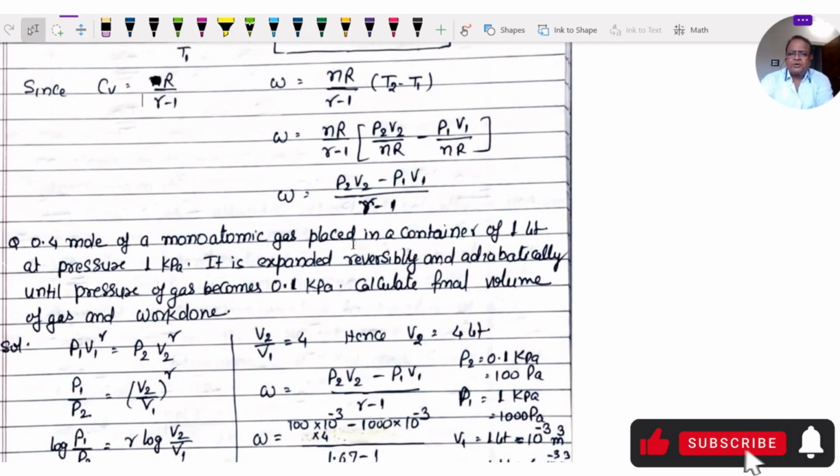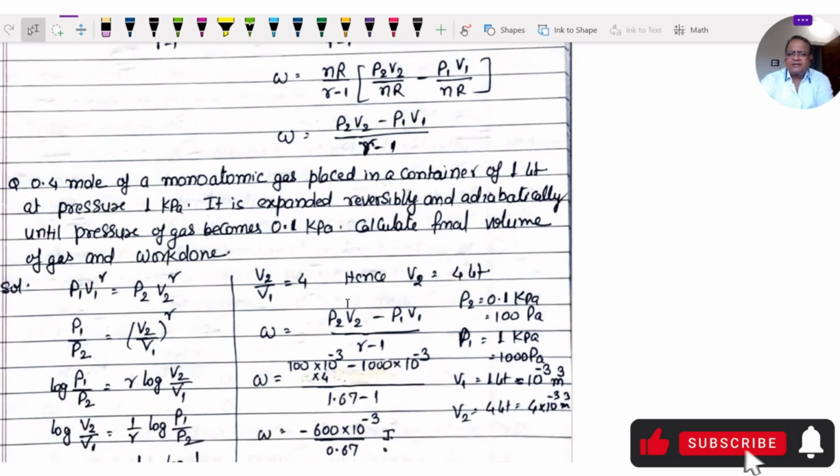0.4 mole of monoatomic gas placed in a container of 1 liter and pressure 1 kPa. It is expanded reversibly and adiabatically, and pressure becomes 0.1 kPa. Calculate the final volume and work done.